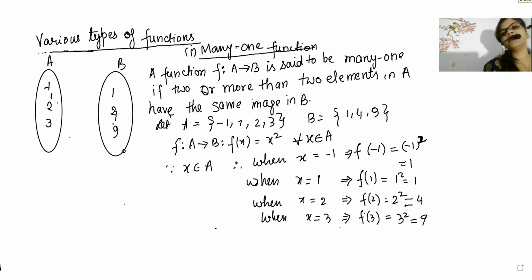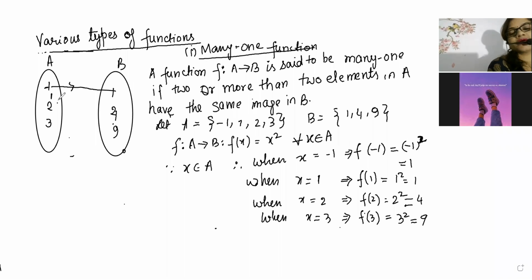So what will be the domain, and what will be the range? The domain elements are -1, 1, 2, and 3, and the range is 1, 4, 9. Range is 1, 4, 9. See, very specific conditions.